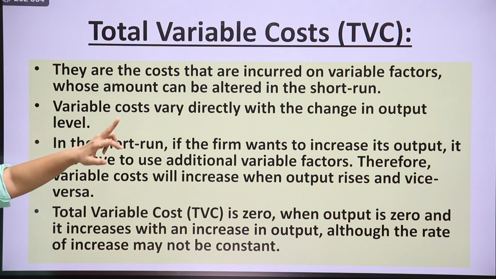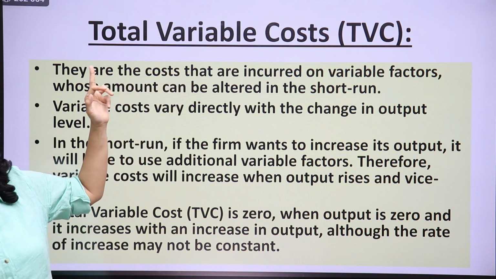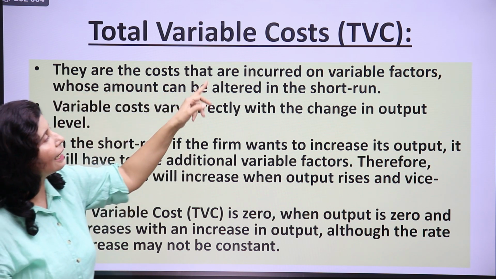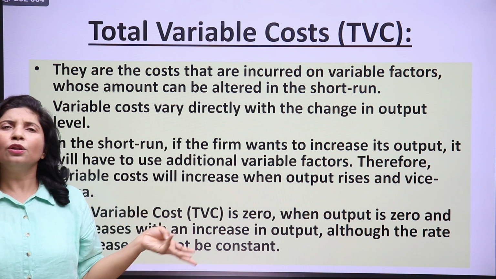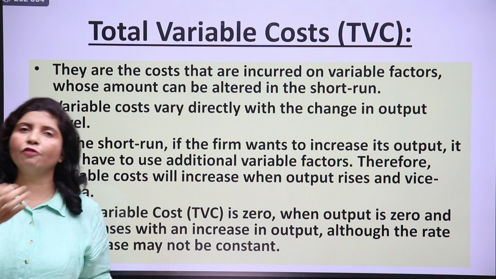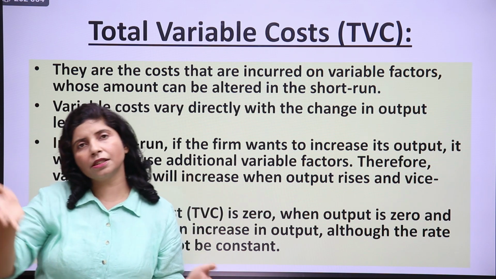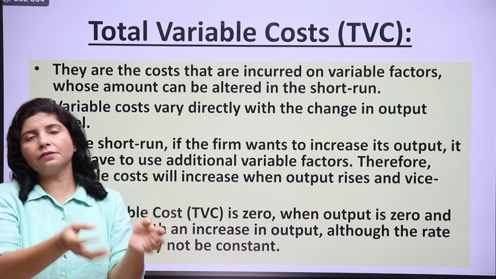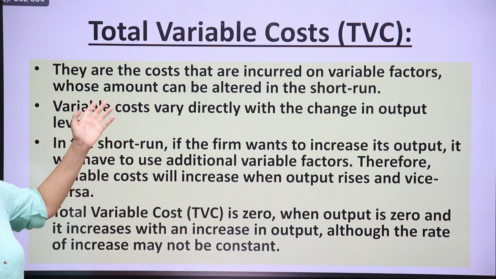Then total variable cost. Variable comes from the very word vary, which in English means change. That is, changeable is variable. So they are the costs that are incurred on variable factors. What are the variable factors? Raw material, casual labor, those you can hire and fire on an everyday basis. You may hire some person for one day, you may ask that person to carry baggage to some location, and you can just say that this is your per day wage for one day, and you can go now. So that is casual labor.